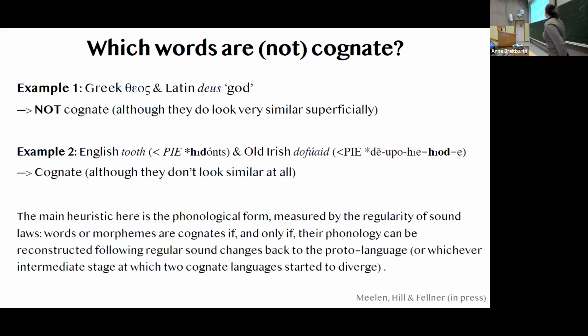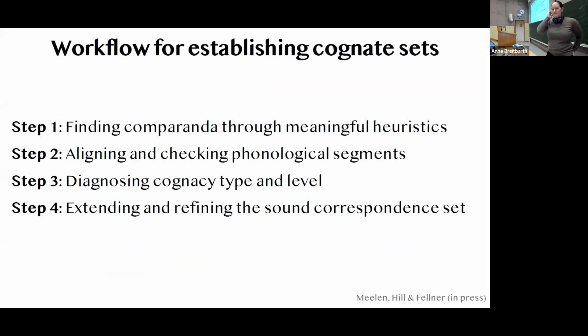So the main heuristic seems to be the phonological form in traditional literature, and that's measured by the regularity of sound laws. So words and morphemes are cognate if and only if their phonology can be reconstructed following regular sound changes, etc. Now, we want to try and operationalize this. So we have 4 steps.